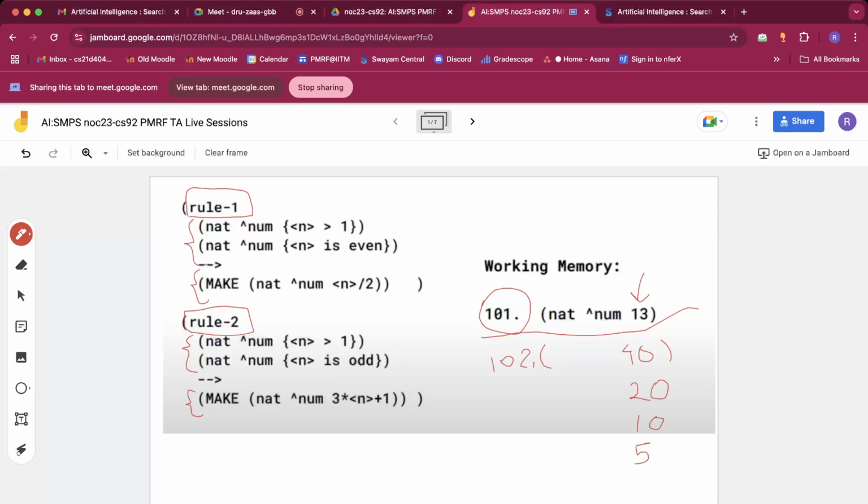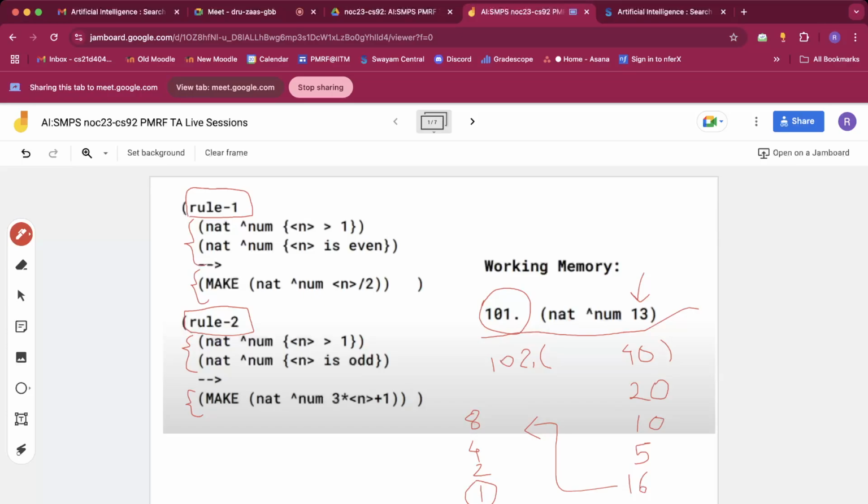So again rule 2 will be fired, which will add for us 16, right? 5 into 3 plus 1, 16. So 16 is even again, so again rule 1 will be fired. So 16 by 2, 8 will be added, then 4 will be added, then 2 will be added, and then 1 will be added, right?